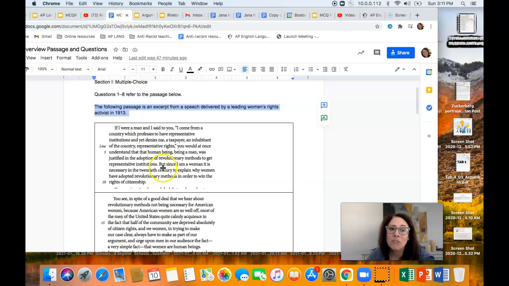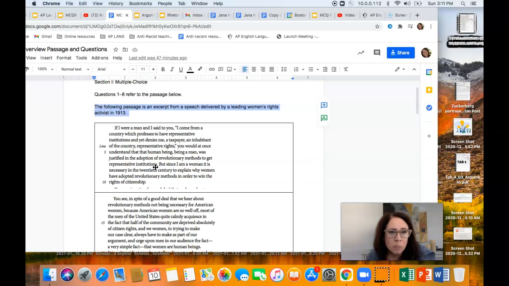I'm noticing this is a very long sentence. So I'm going to look for the actor of the sentence, or the doer or the subject, and I'm going to look for the action, the verb. So who's doing what? That is a really quick strategy to read in a quick way. And that is something I want you to practice. So if I said to you, "if I were a man," I assume, using the traditional gender norms of 1913, that we're talking about a woman.